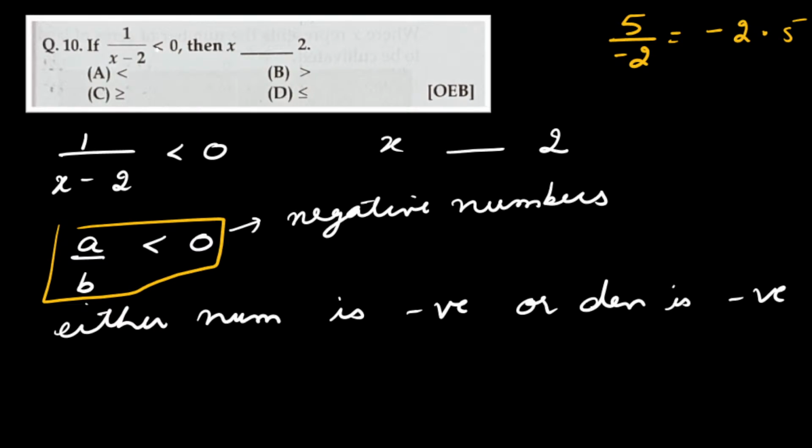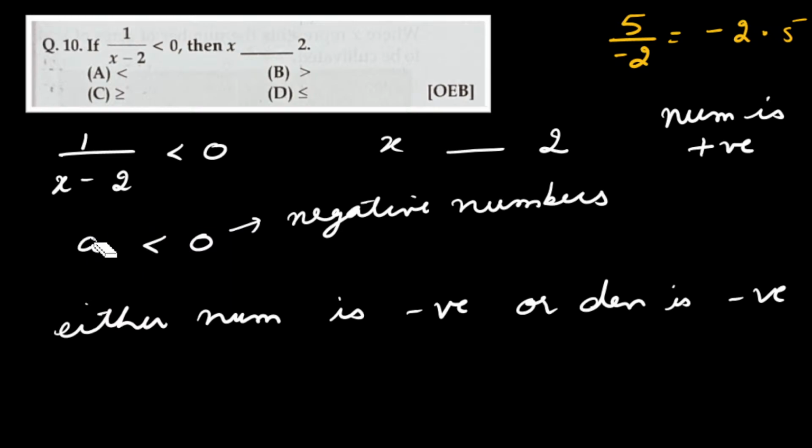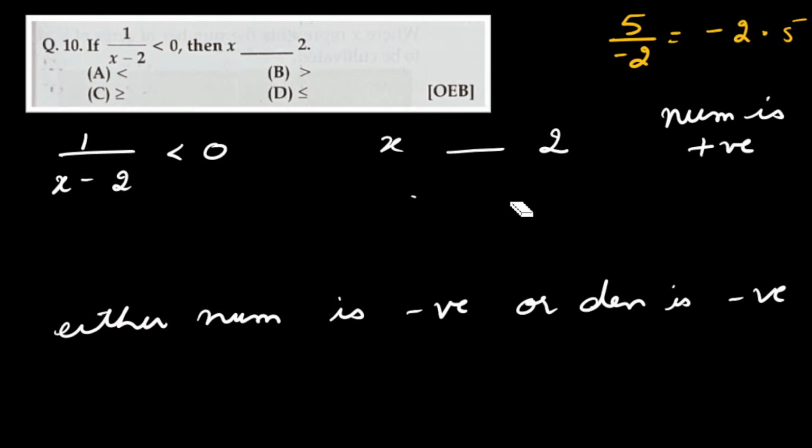Here my numerator is positive because 1 is given to us, and 1 is positive. If the numerator is positive, that means surely the denominator will be negative. Then only the answer will be less than 0. Less than 0 means negative. So that means x minus 2 will be negative. Negative means less than 0.